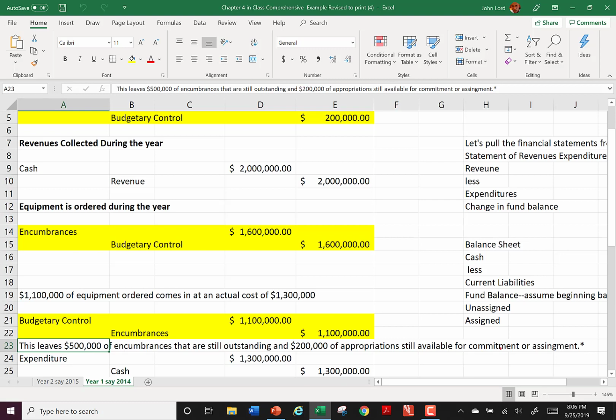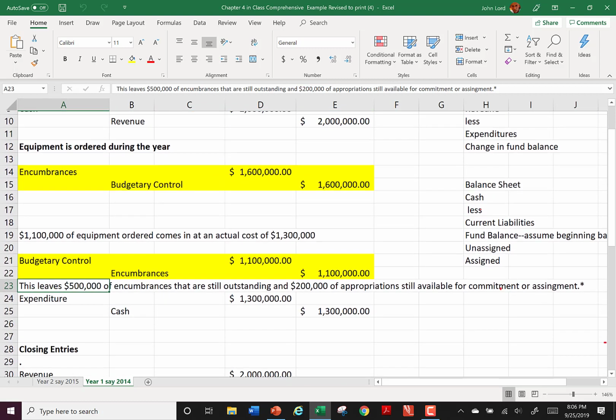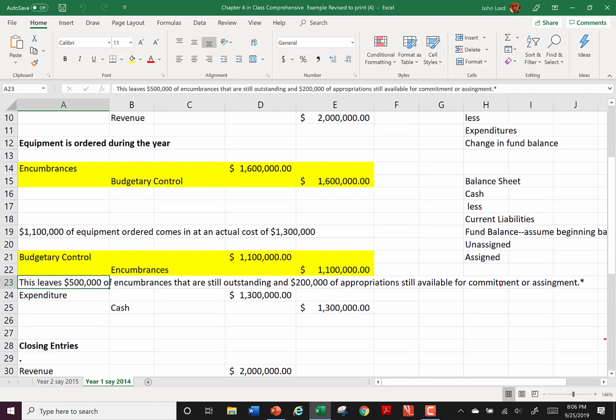And now I'm going to go ahead and do what? I'm going to debit expenditure and credit cash for the actual amount, right? So when I debit expenditure, I debit that for what is it? 1,300,000. And I'm going to credit cash for 1,300,000. So I have a balance of cash left at what? 700,000 right now.